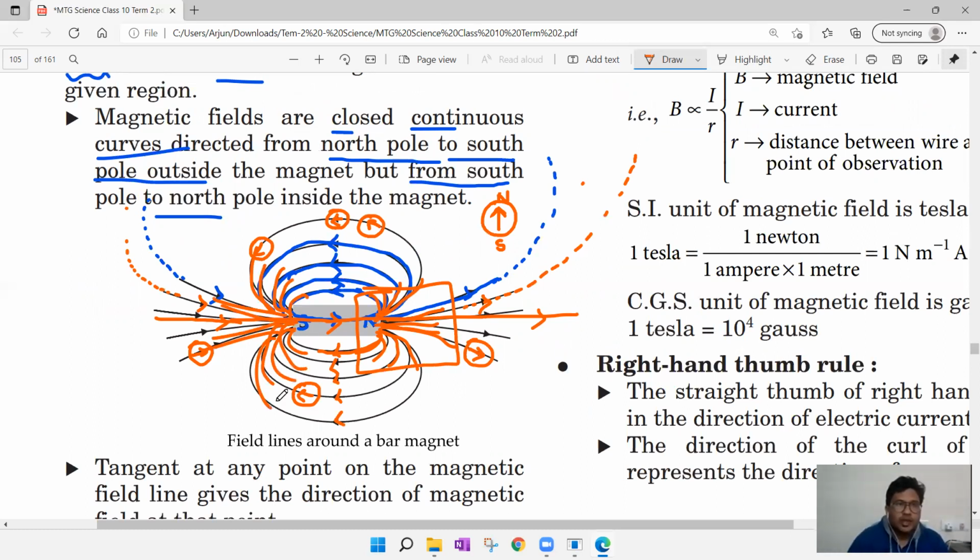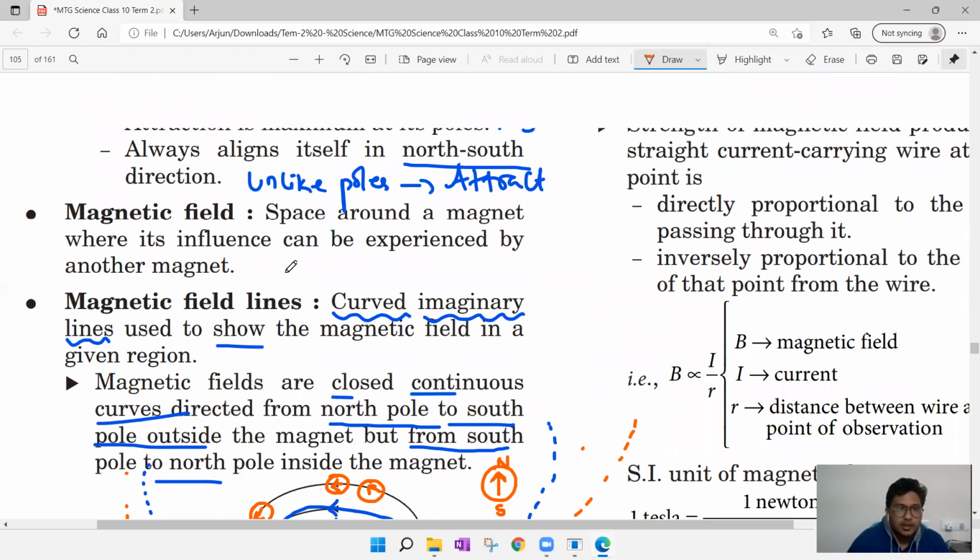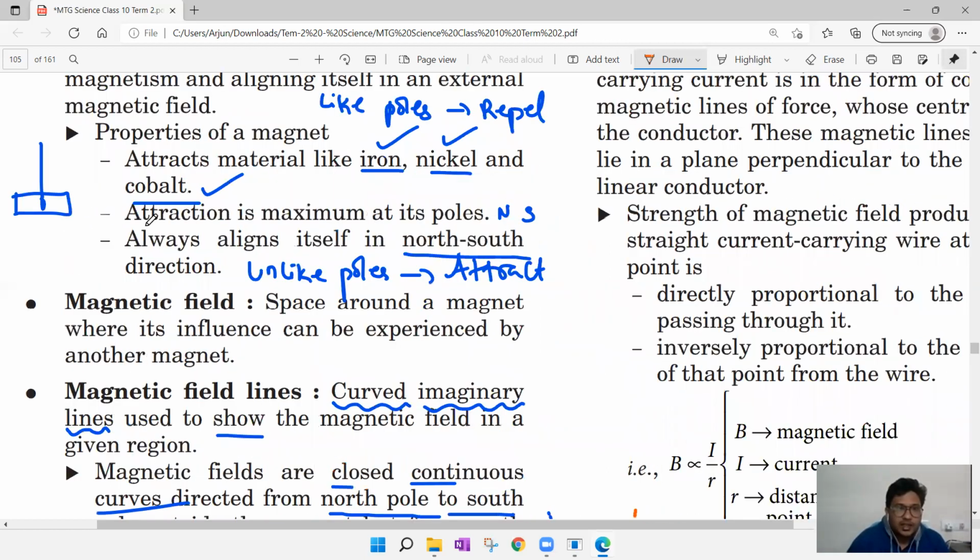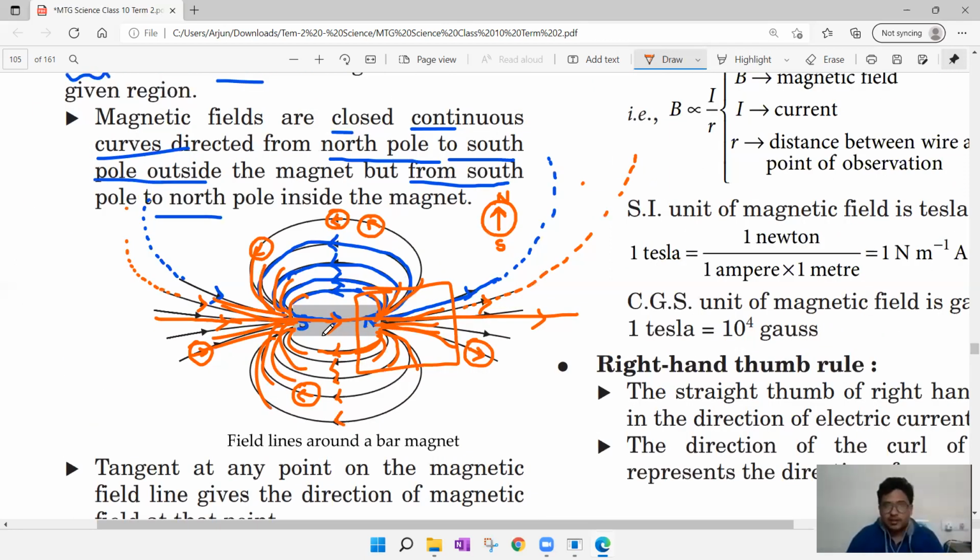So here we have studied one concept: attraction is maximum at the pole. Why? Because of those crowded lines, the density, the magnetic flux density, represents strength. And if you observe the middle, we don't have any lines in the middle. Nothing is there in the middle. So the attraction will be least at the middle.